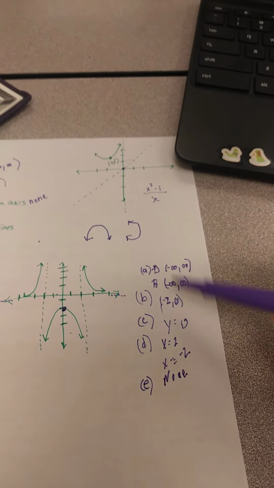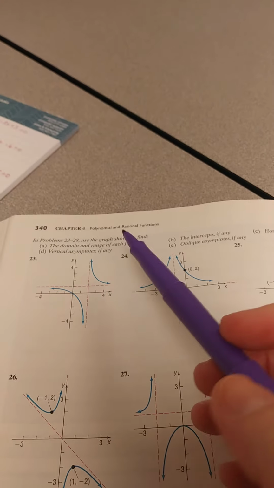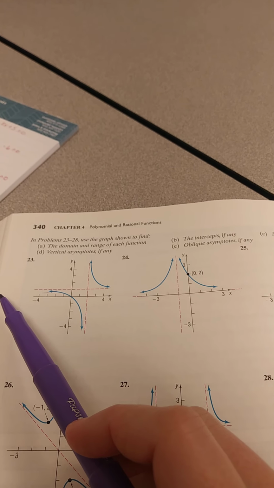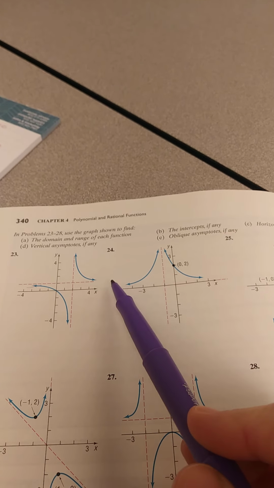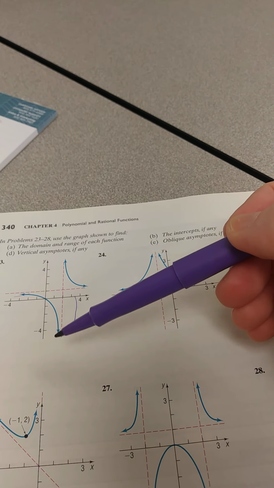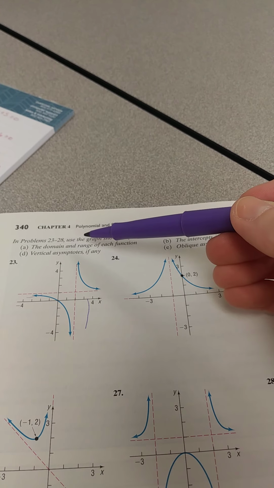I'm so sorry, my paper keeps moving while I try to write. So you just look at each of these pictures and answer, how wide is it? On this one, see the arrow pointing left? So it's from negative infinity all the way to positive infinity. How tall is it? This one is pointing down, so again from negative infinity all the way to positive infinity.